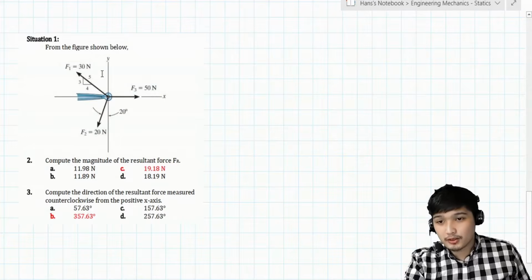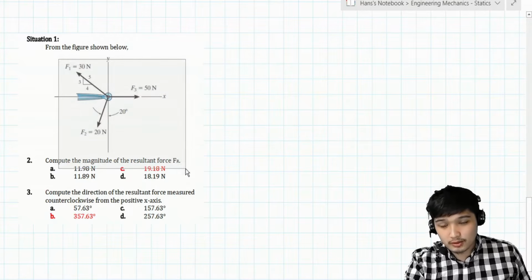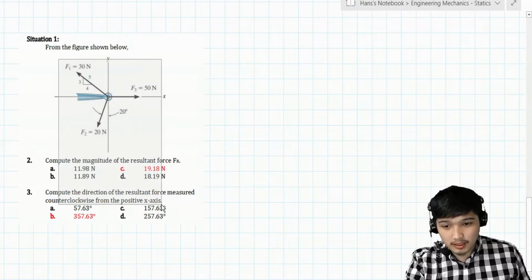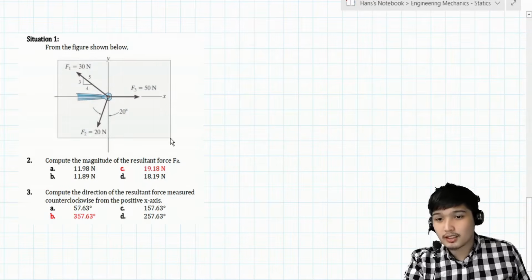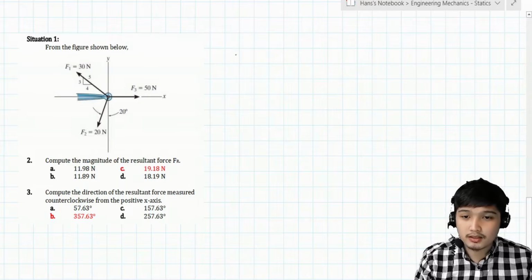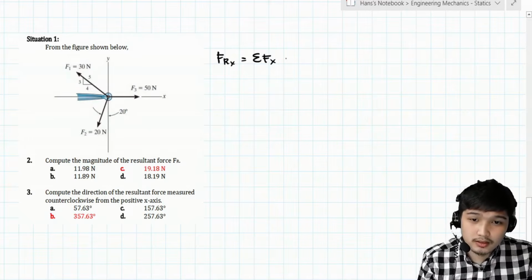Situation 1. From the figure shown below, we have three forces, F1, F2, and then F3. Compute the magnitude of resultant force Fr and compute the direction of the resultant force measured counterclockwise from the positive x-axis. So, pwede ulit graphically, which is hindi ko naman napapakita kasi sabi ko nga, gagamitin ko na lang, class, yung by components, no? To solve for the horizontal component ng resultant force, just take the summation ng mga forces along x, considering forces to the right positive.